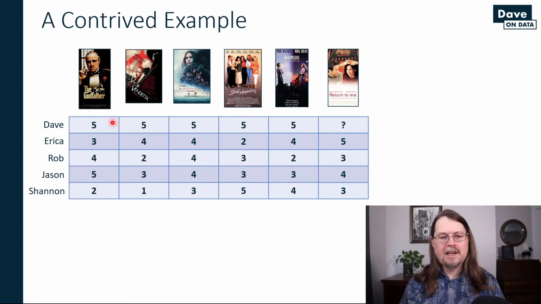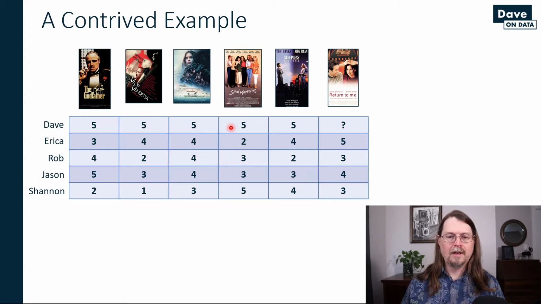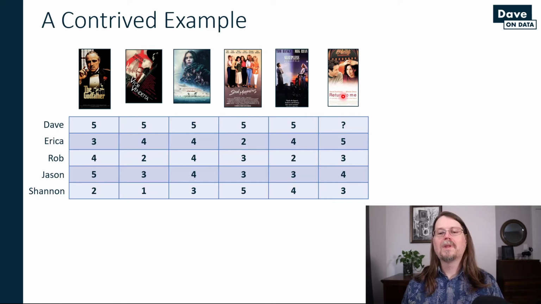So what we can see here is I've seen The Godfather, I've seen V for Vendetta, I've seen Rogue One, I've seen Steel Magnolias, and I've seen Sleepless in Seattle. And I rated all of them 5, which by the way is absolutely true. I love all these movies. I love Rogue One just as much as I love Steel Magnolias because I do love a rom-com. Oh, and by the way, just so you know, I've also seen Return to Me. So this is actually contrived. I would also rank this a 5. I like this movie as well.